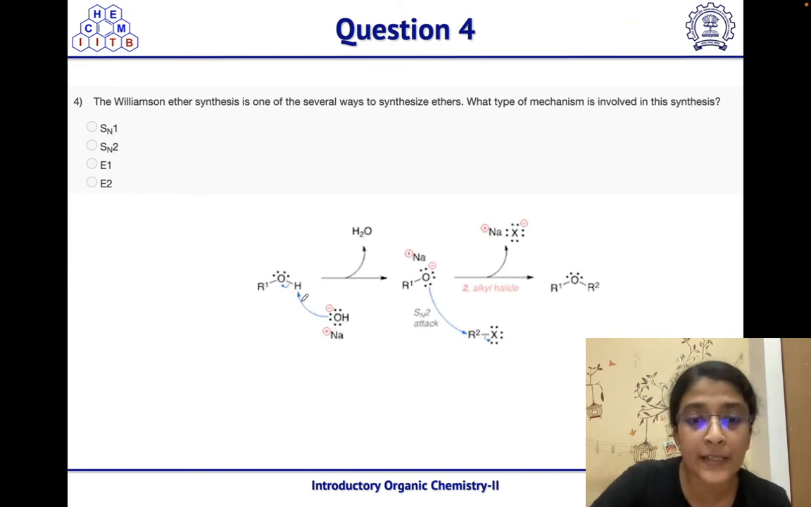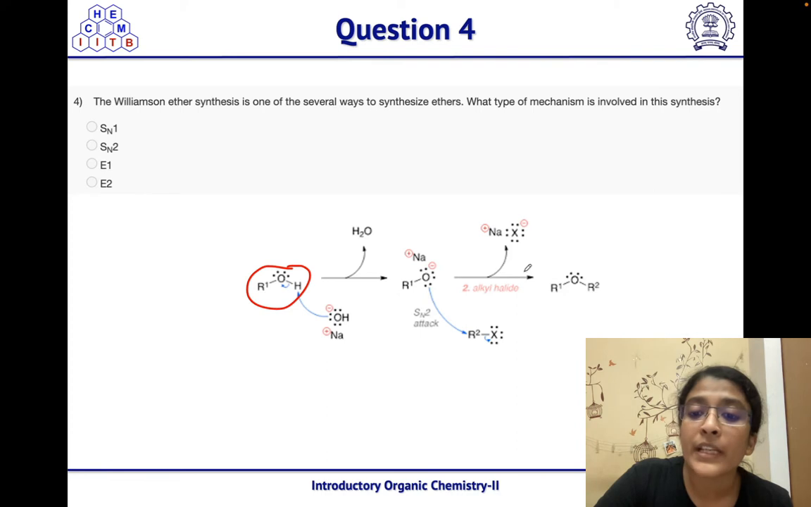So as we can see here, this is an alcohol moiety. In the presence of a base, this proton of this alcohol will be abstracted. Then it will lead to formation of alkoxide ion, and that alkoxide ion will undergo SN2 reaction with this alkyl halide, basically primary alkyl halide, and it will lead to formation of ethers. So what is the reaction that is taking place here? SN2 reaction. So according to the question, our correct option will be SN2.